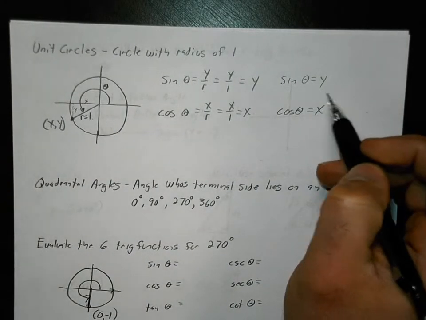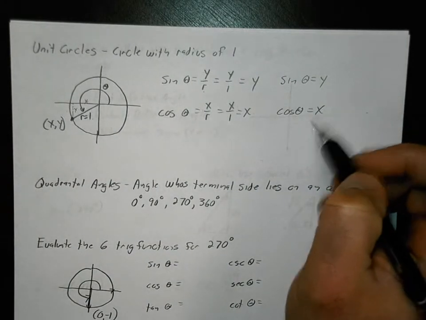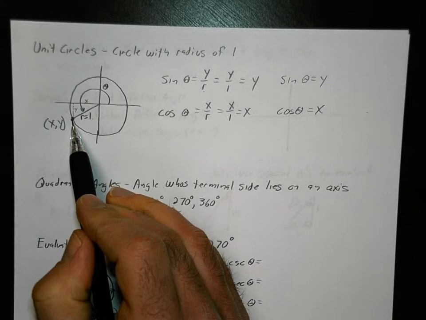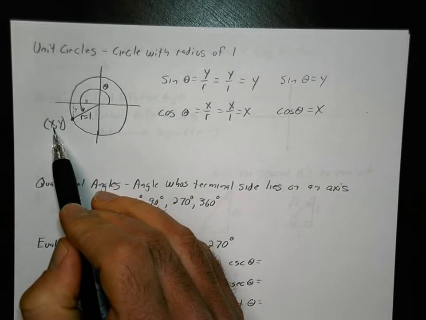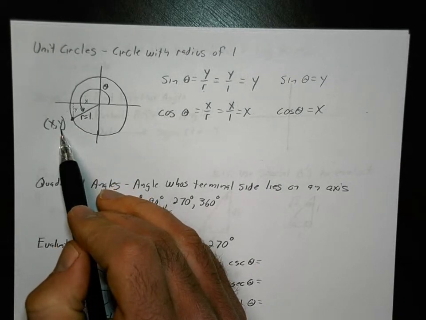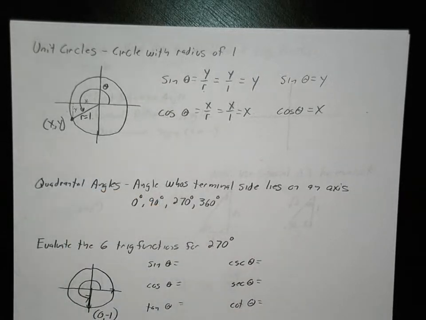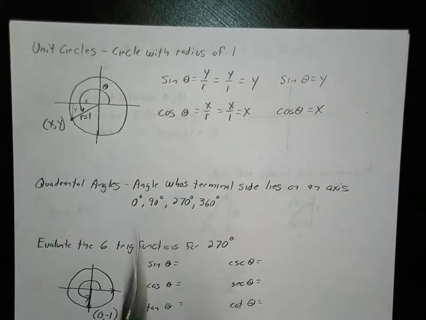So by definition, for a coordinate on the unit circle, the x-coordinate is the cosine and the y-coordinate is the sine.